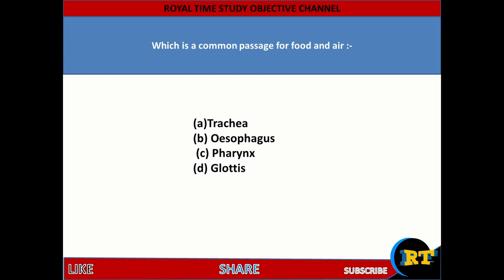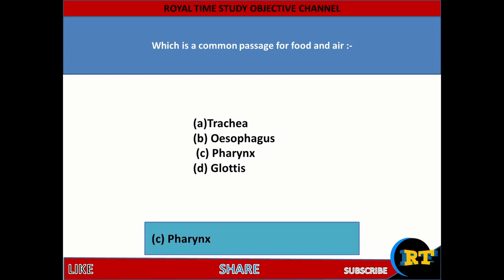Which is a common passage for both food and air? Option number A, trachea. B, esophagus. C, pharynx. D, glottis. And the correct answer is option number C, pharynx.